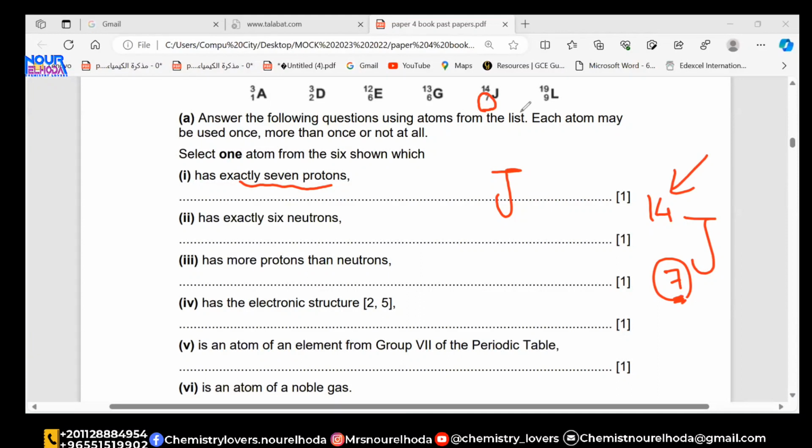You said E. Why did you choose E? You subtract the big number minus the small number. So when you subtract 12 minus 6, it's going to be 6 neutrons. Correct. Which one has more protons than neutrons? You need to count for every one the number of protons and the number of neutrons.